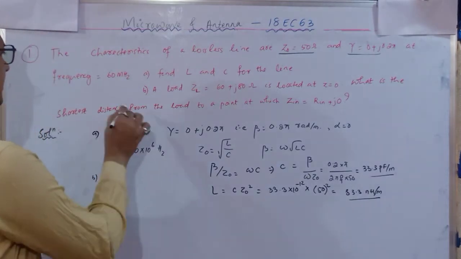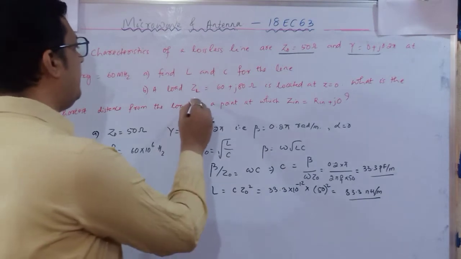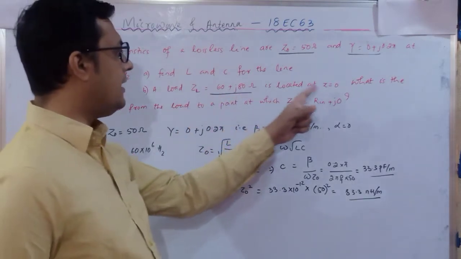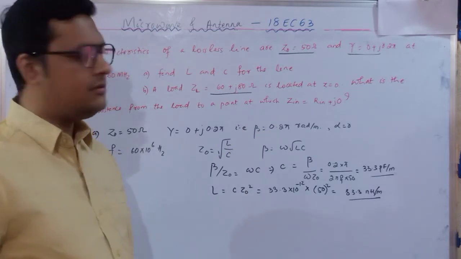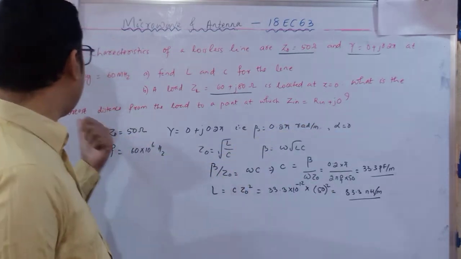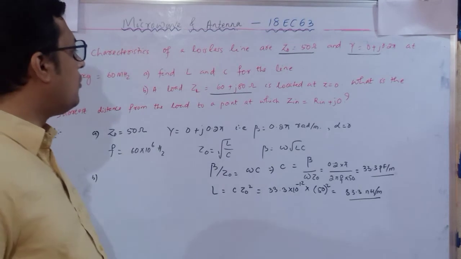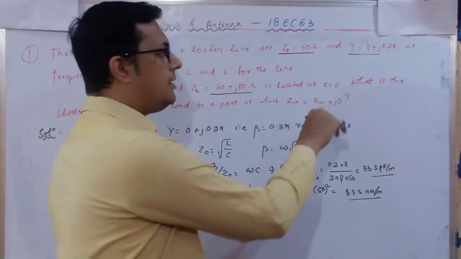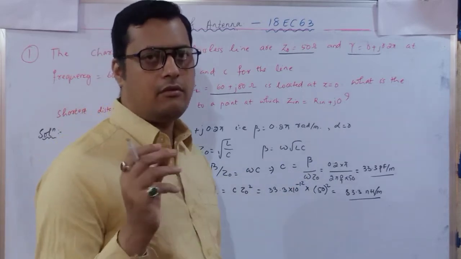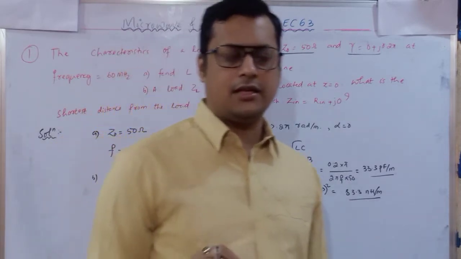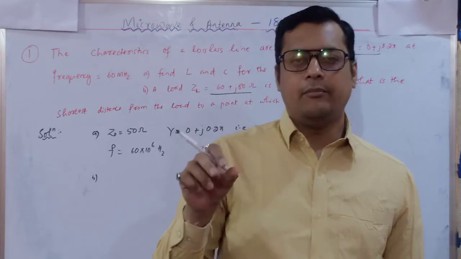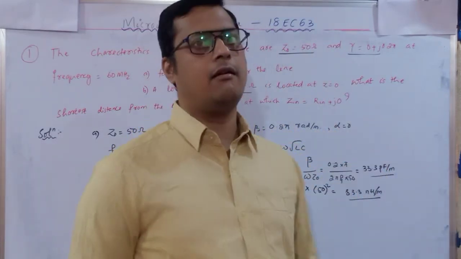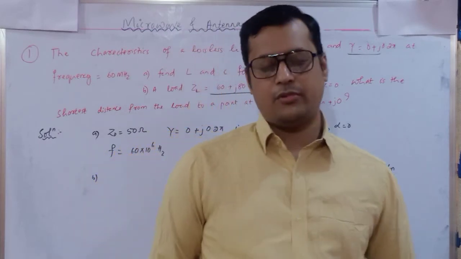Next, as it is given, a load impedance ZL is located at z equals 0. What is the shortest distance from the load point at which the input impedance is R plus j0? That means we have to identify the particular position at which your input impedance will have only the real component and the imaginary component is 0. So how to proceed with this one?